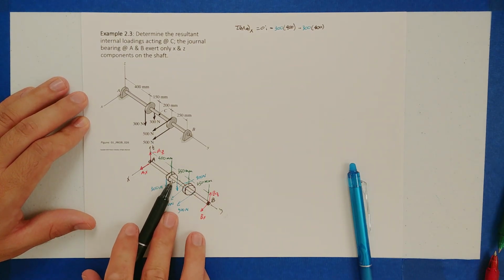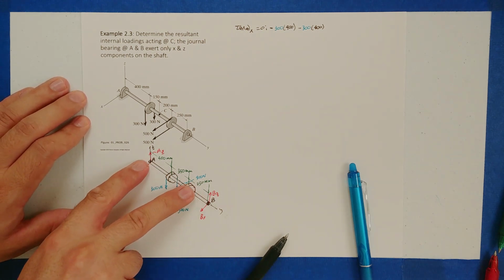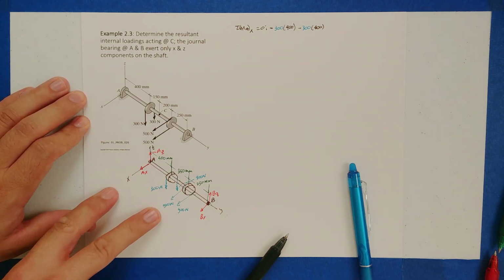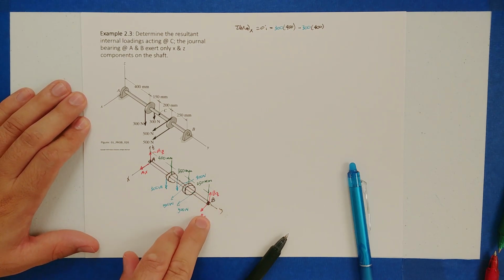Well, what do we have next? We have an applied force in the X direction. So forces in the X will never cause a rotation about the X. They want to translate. So these are not going to participate, which means BX is not going to participate, right?